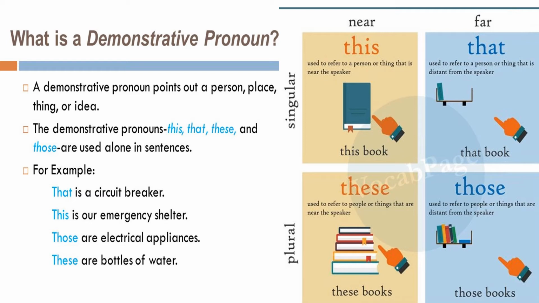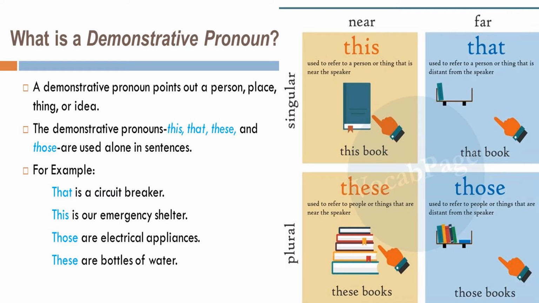Let's look at demonstrative pronoun. What is a demonstrative pronoun? A demonstrative pronoun points out a person, place, thing, or idea. Not only that, it specifies things like this, that, these, and those.